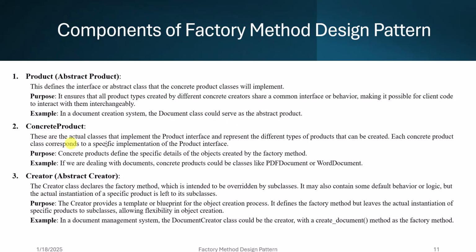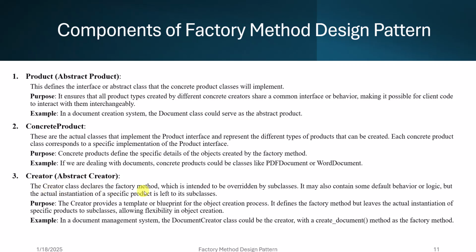The concrete product will implement this abstract product or abstract interface, and it represents the different types of products that can be created. Here each product class corresponds to a specific implementation of the product interface. The purpose of this component is to define the specific details of the object created by the factory method. One example is if we are dealing with documents, concrete products could be classes like PDF document or Word document.